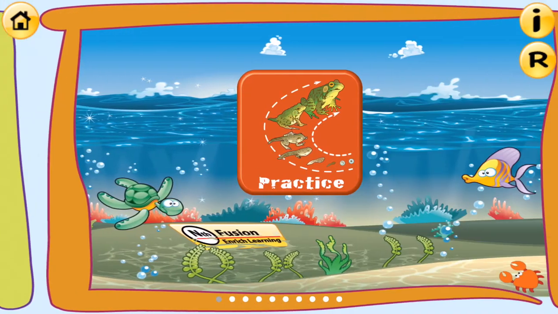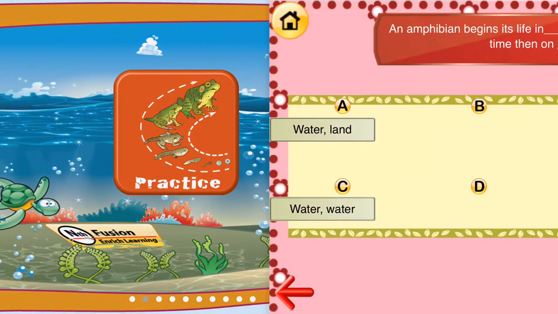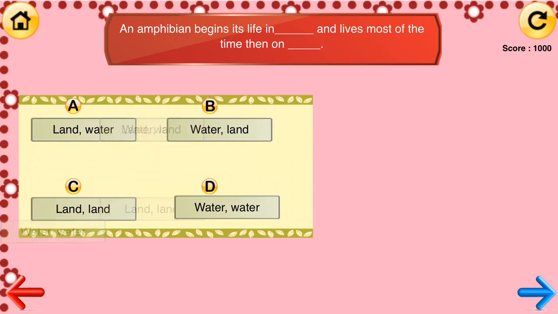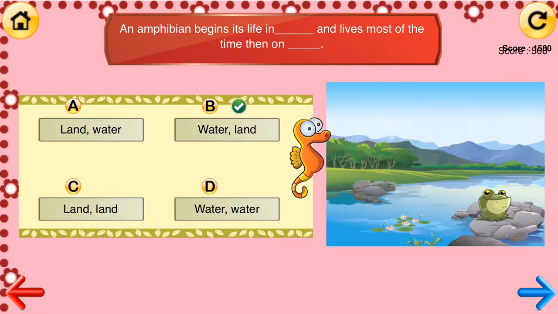Environment. An amphibian begins its life in blank and lives most of the time then on blank. Land and water, water and land, water, water. Excellent. Water and land.